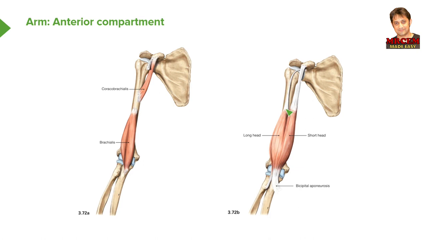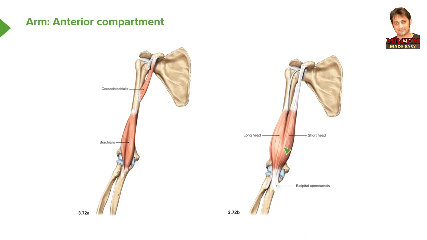The tendon of the long head actually takes quite a long journey. It passes up within the intertubercular groove. The intertubercular groove formed by the greater and lesser tubercles of the humerus. So here we see the long head of biceps passing to the supraglenoid tubercle by passing through the intertubercular groove. The short head here attaches to the coracoid process.